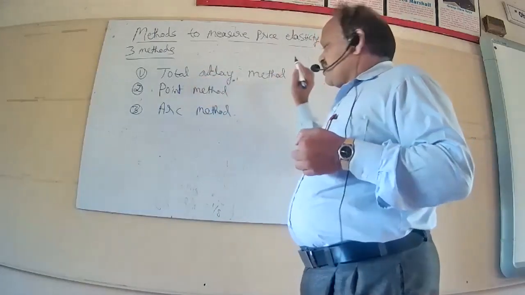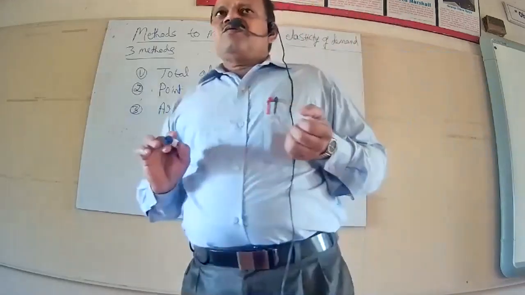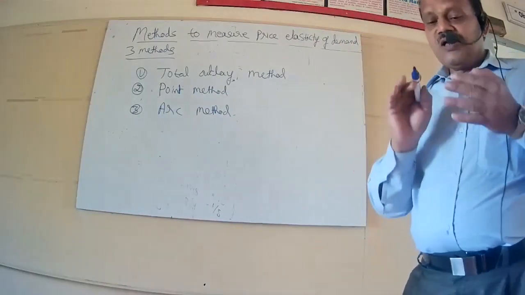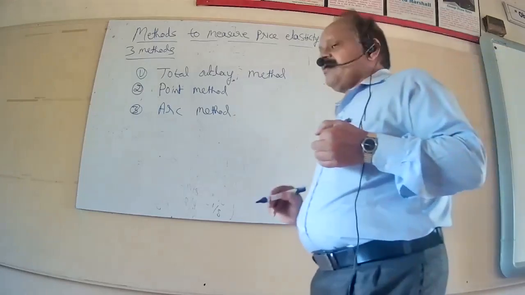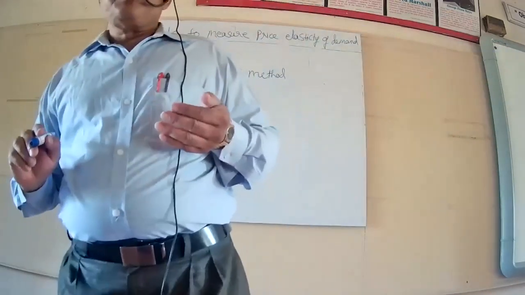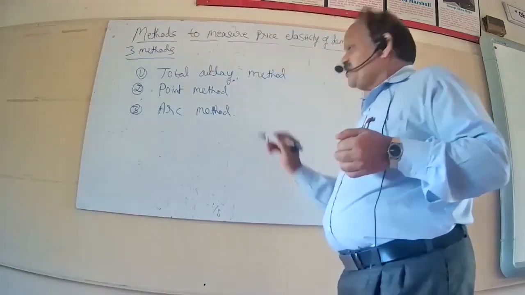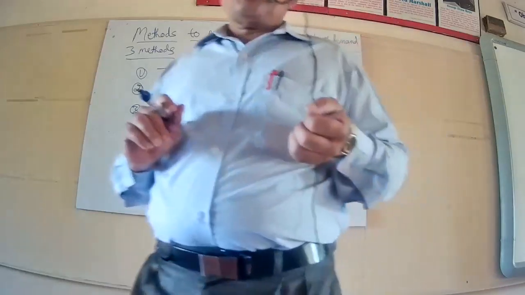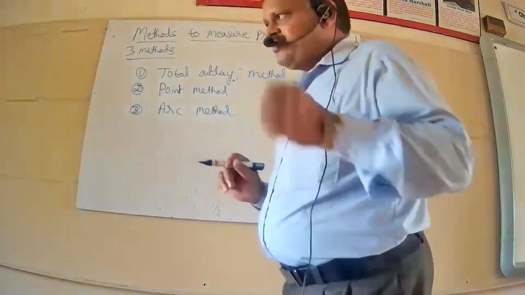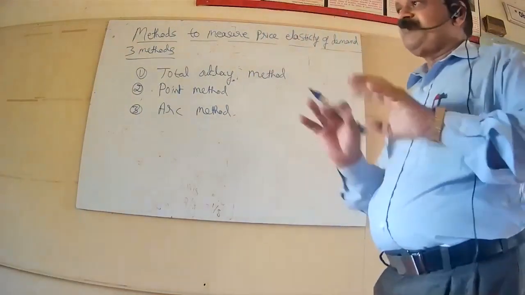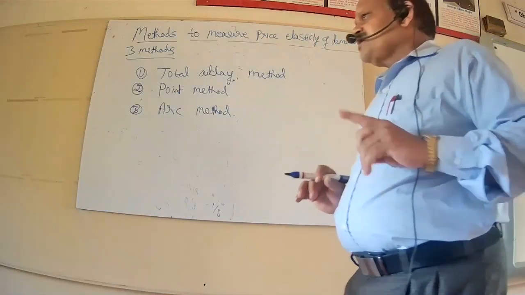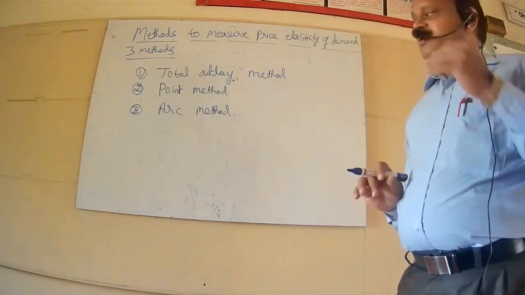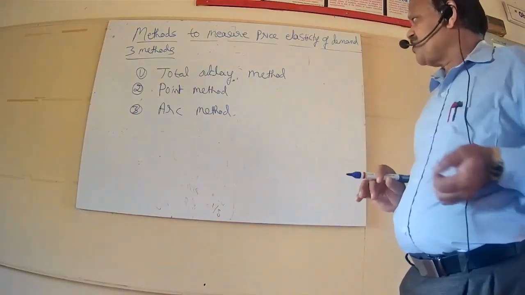In case of total outlay method, we'll observe carefully the behavioral changes in the total outlay made by the consumers as the price changes. So based on the changes in total outlay, we can identify the three types of price elasticity of demand, excluding the extreme types. We can't identify the extreme types, which means perfectly elastic demand and perfectly inelastic demand. But we can identify the remaining three types of price elasticity of demand.